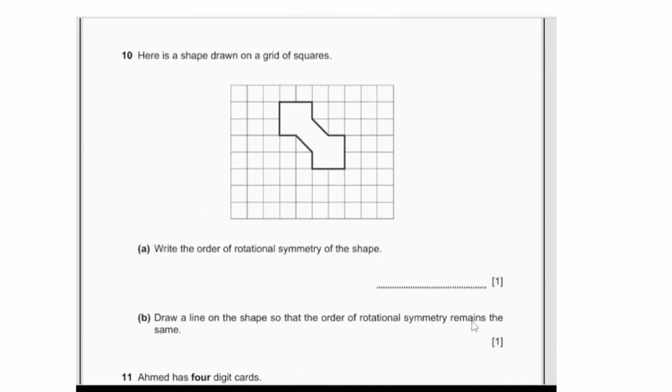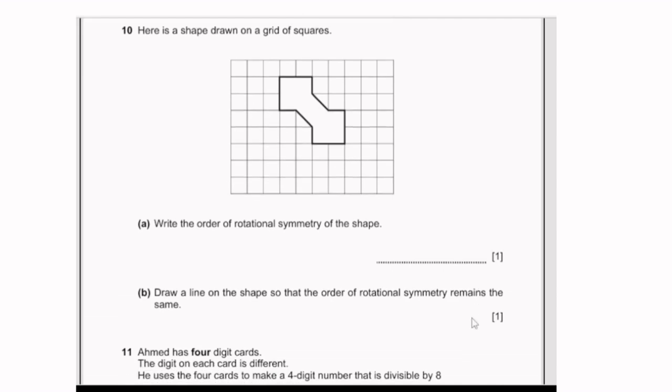Now number 10. Here is the shape drawn on the grid. Write the order of rotational symmetry of the shape. So order of rotational symmetry means when you rotate the shape through 360 degrees, how many times you are going to get the same shape. So we will get it twice.